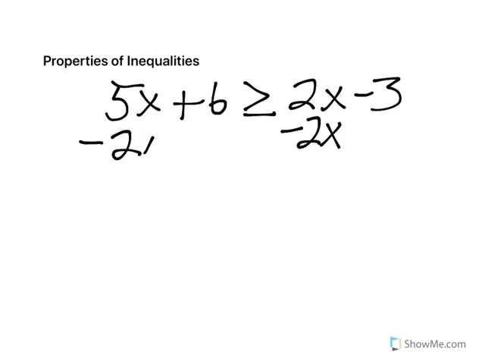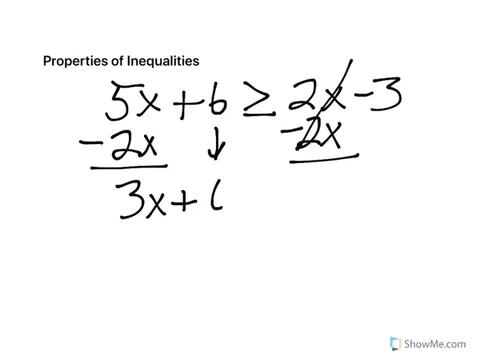So if I subtract 2x from both sides, these cancel. Give me 0. 5x minus 2x is 3x. The 6 comes down, so plus 6. The inequality comes down, is greater than or equal to. And 2x minus 2x is 0, so you don't have to write anything. And then the minus 3 comes down.